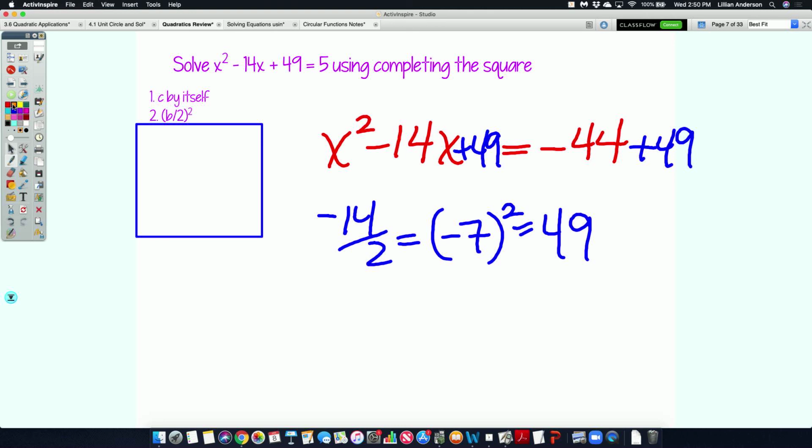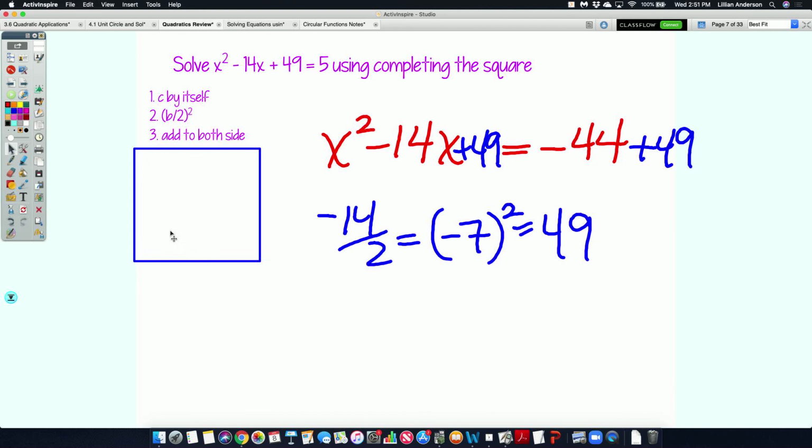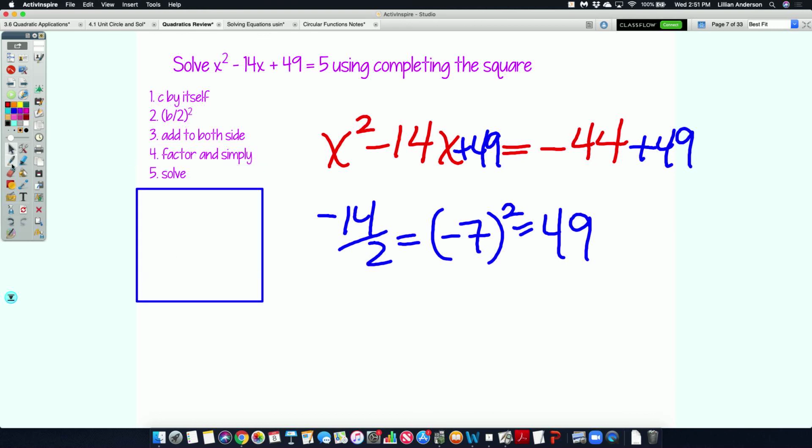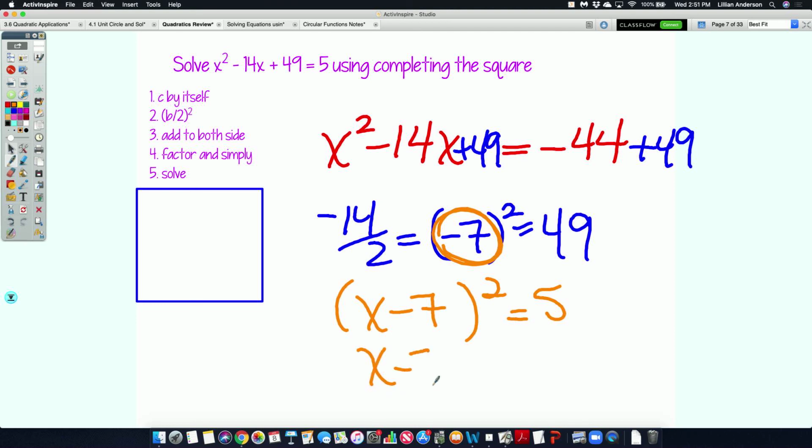After you do this, what do you do? You turn it into the factors, and then pretty much solve from there. So this becomes x minus 7 squared. Remember, whatever number comes here is what you get when you take half of b. And then what's negative 44 plus 49? Yes, 5. So then I need to take the square root. Don't forget your plus or minus when you take the square root. And then you'll have x equals 7 plus or minus the square root of 5.